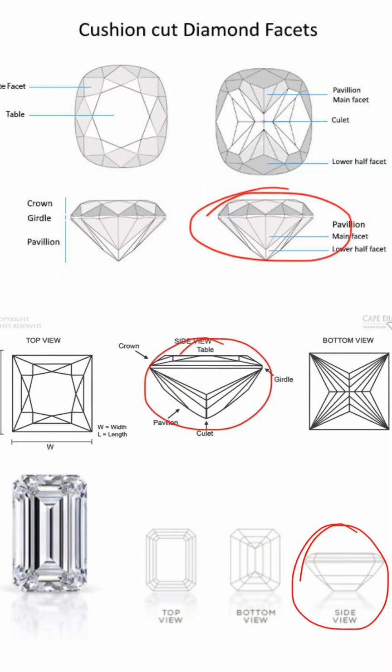To give you an example of that, let's look at princess, cushion, and emerald cuts. Those cuts are going to hold most of their weight under the table, so most of their mass is hidden and won't contribute to the diamond's face-up visual size, even though it might weigh at a certain carat weight.